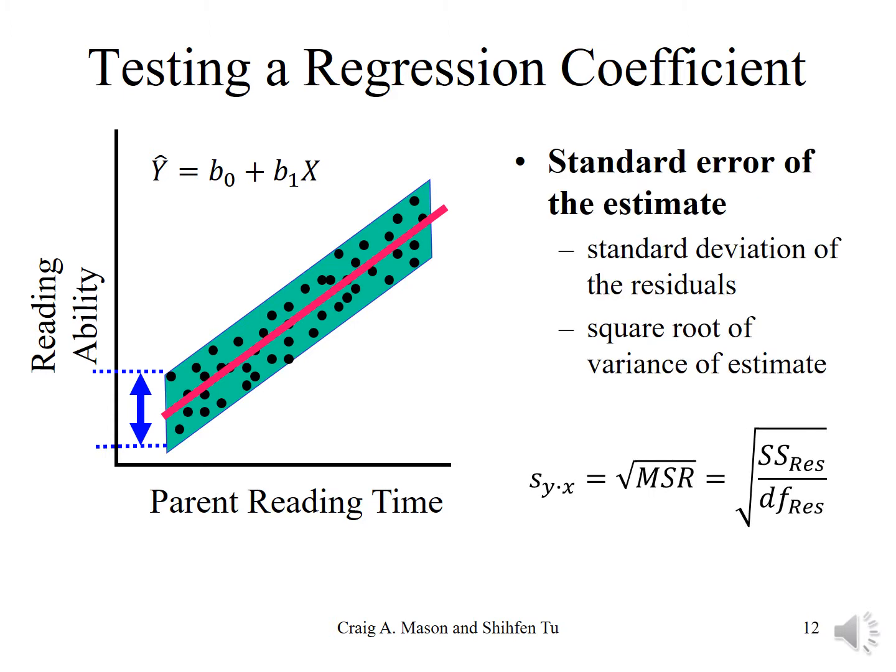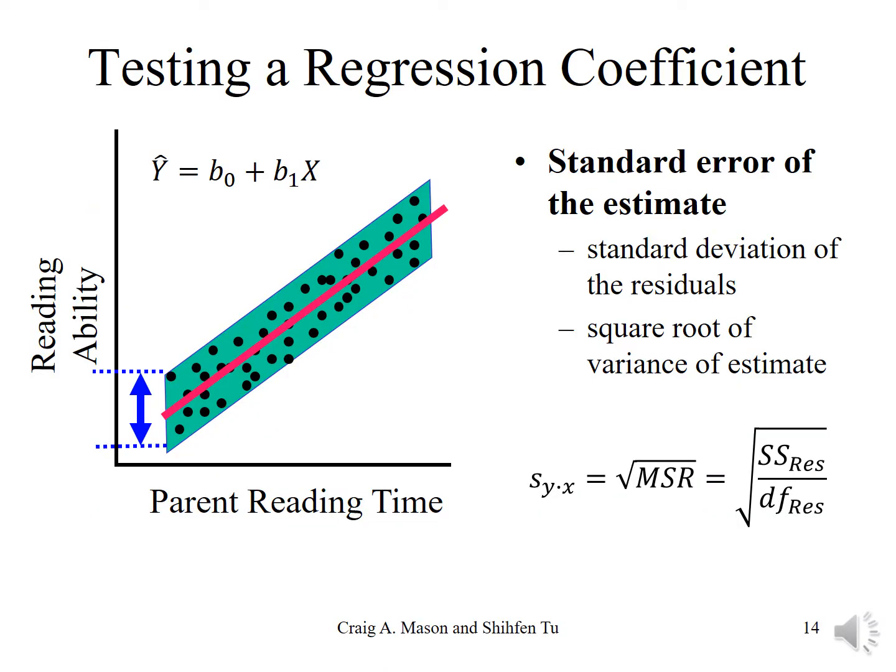The next step is to calculate the standard error of the estimate. This is just the standard deviation of the residuals. And given we know that the standard deviation is the square root of the variance, it's just the square root of the variance of the estimate. Mathematically, it's written as s sub y dot x. No s squared now because we're taking the square root. The standard error of the estimate is the square root of the mean square residual, or the square root of the sums of squares residual divided by the degrees of freedom residual.